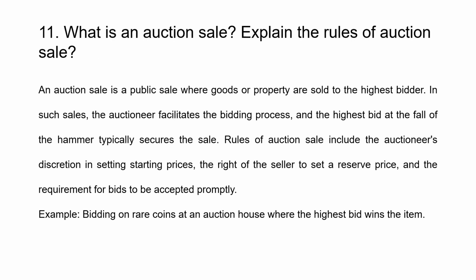Question number 11. What is an auction sale? Explain the rules of auction sale. An auction sale is a public sale where goods or property are sold to the highest bidder. In such sales, the auctioneer facilitates the bidding process, and the highest bid at the fall of the hammer typically secures the sale. Rules of auction sale include the auctioneer's discretion in setting starting prices, the right of the seller to set a reserve price, and the requirement for bids to be accepted promptly. For example, bidding on rare coins at an auction house where the highest bid wins the item.